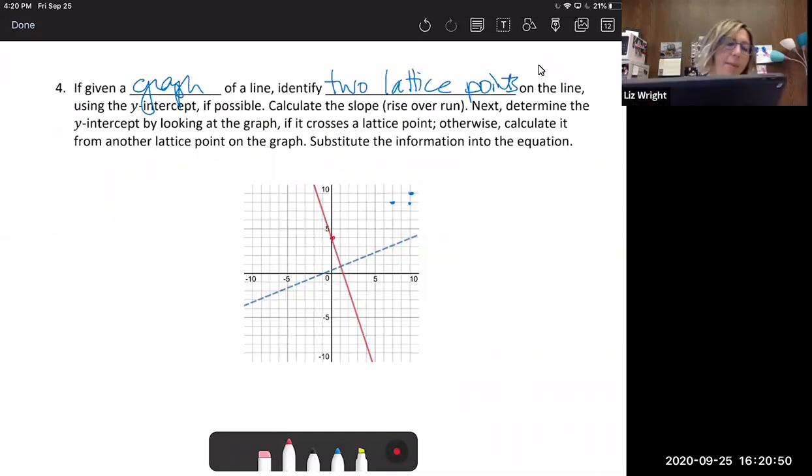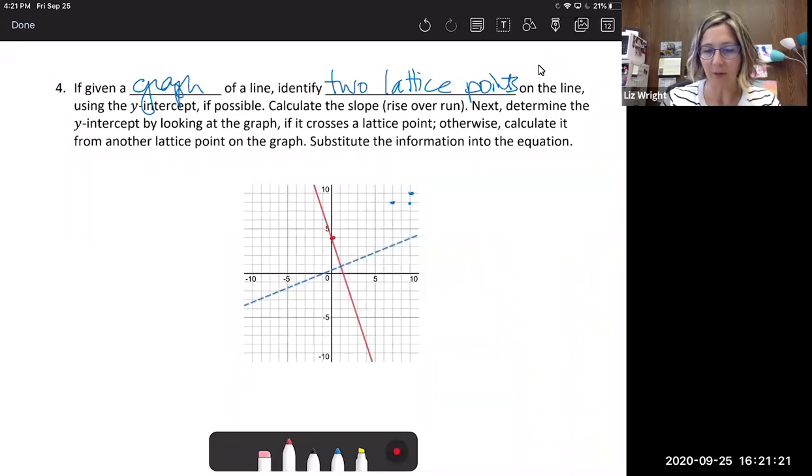Hi, everybody. I'm going to pick up where I left off last time. What I was saying was that I can tell that the red line, just by looking at it, is going to be an easier line to determine the slope and the y-intercept on, because you can see that it crosses at a lattice point of (0, 4).